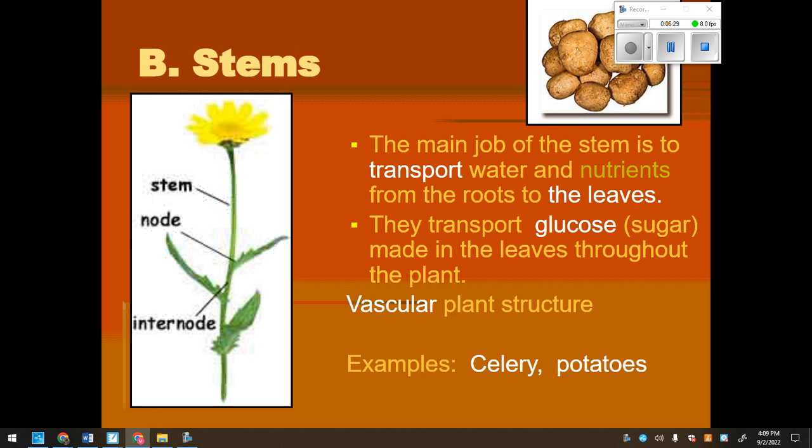You eat stem, like the celery. You eat the stem of the potato. The potato stem is underground. It's an underground stem. Can you think of other stems? Does anybody ever eat rhubarb? You eat fennel? We eat stem all the time.